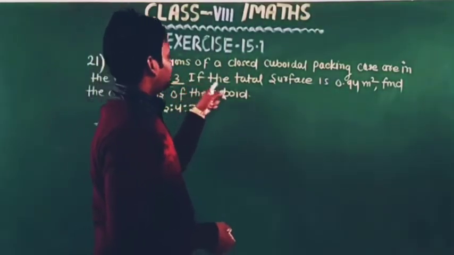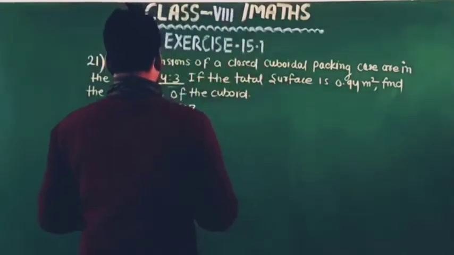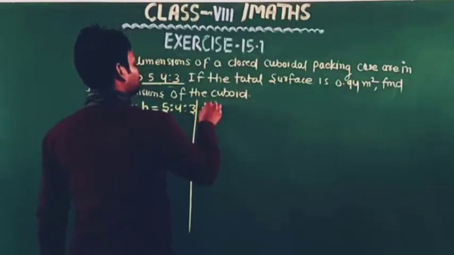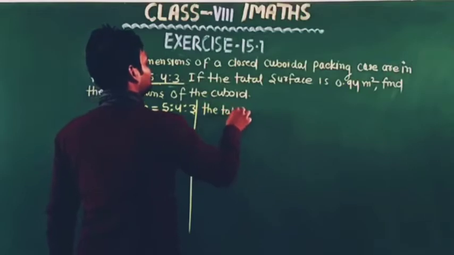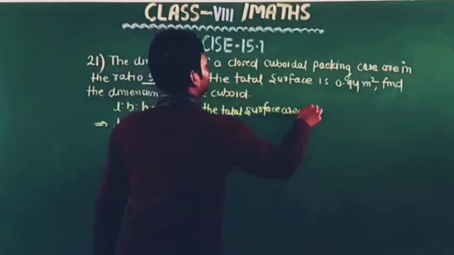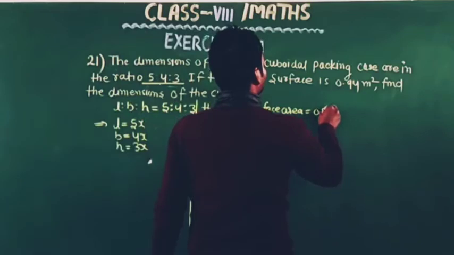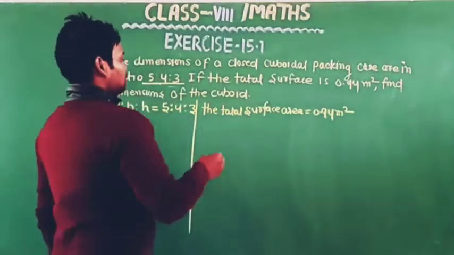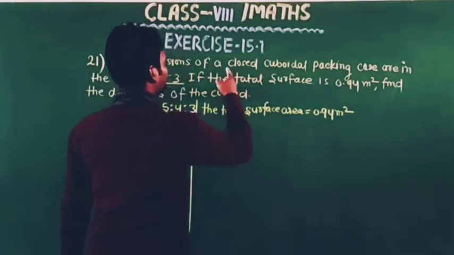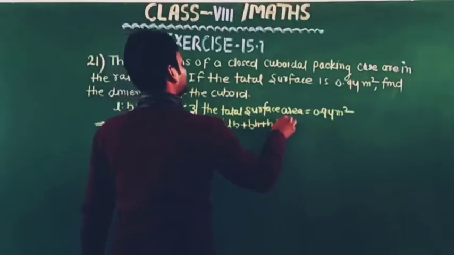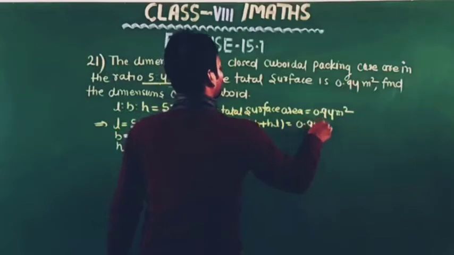And the total surface area is also given, which is 0.94 meter square. So the total surface area of the closed cuboidal box is 2 into (LB plus BH plus HL), which is equal to 0.94 meter square.